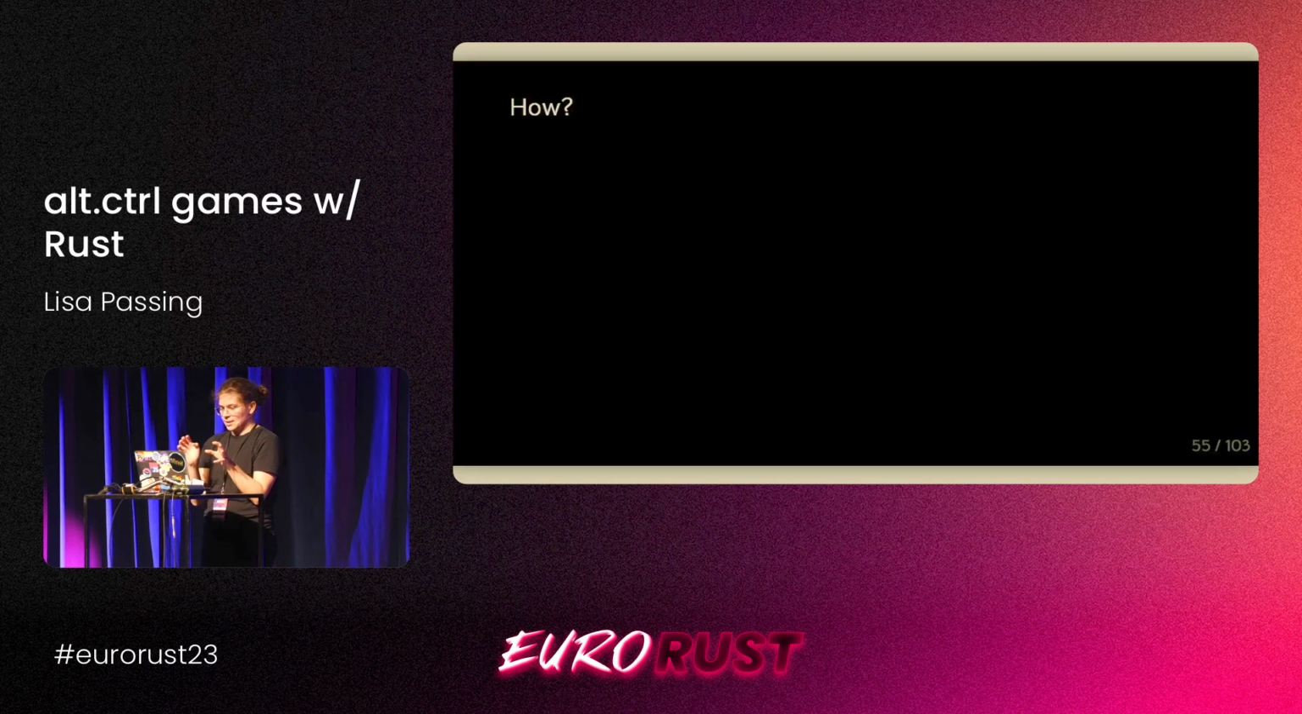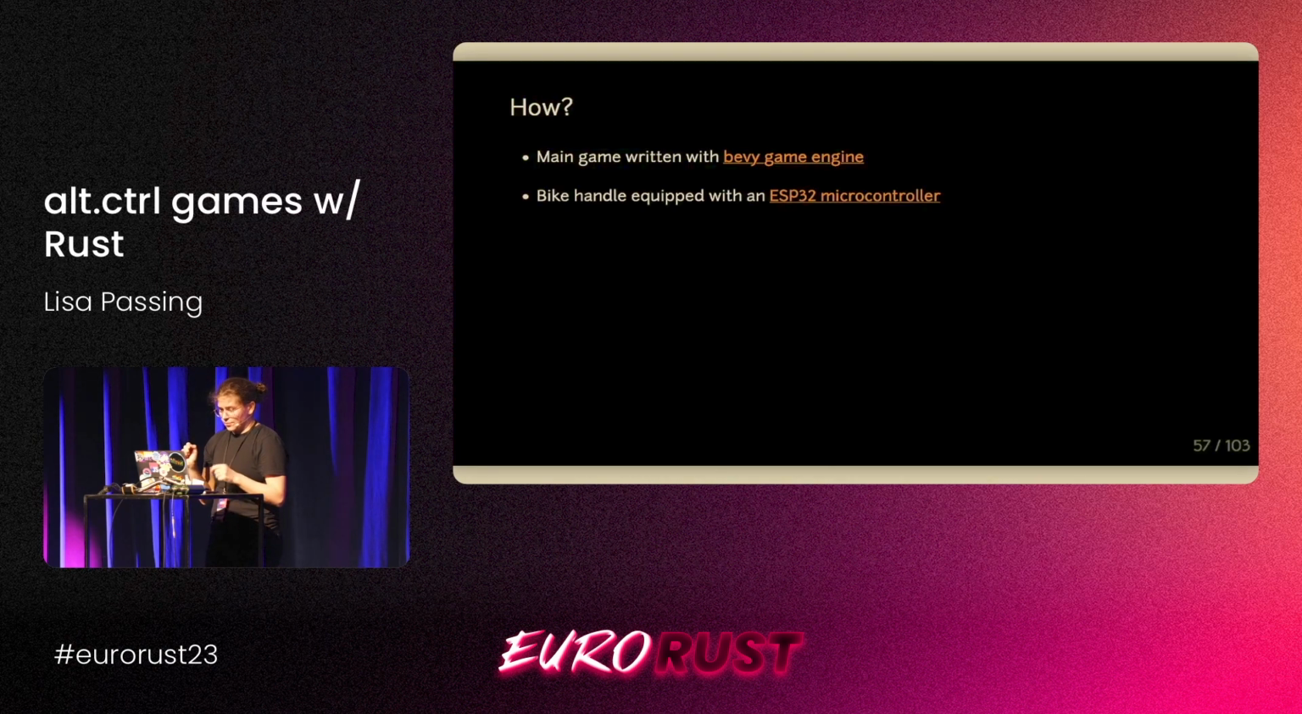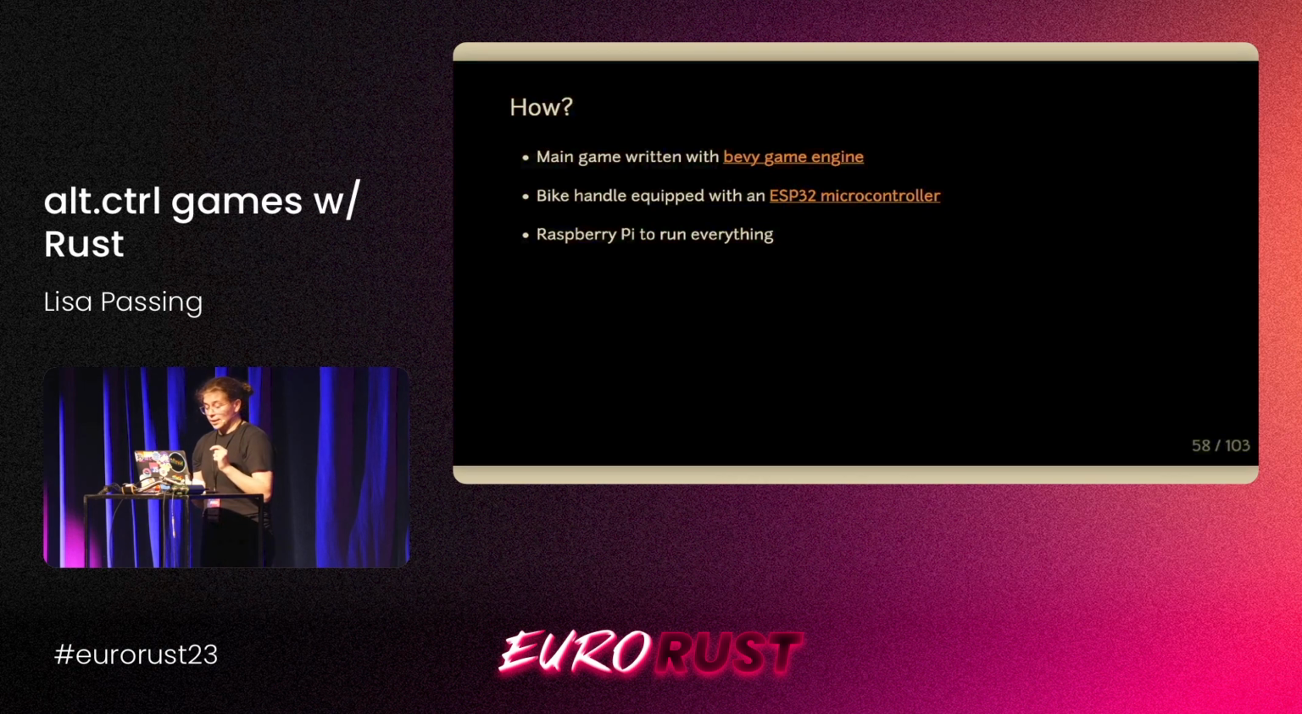That was the plan. What are the components that I need for each thing? The main game I've written with the Bevy game engine. I will talk about each of these steps a little bit more afterwards. Then there's the bike handle and a microcontroller, and the Raspberry Pi, which we have to cross-compile our game for. So three things. How hard can it be?